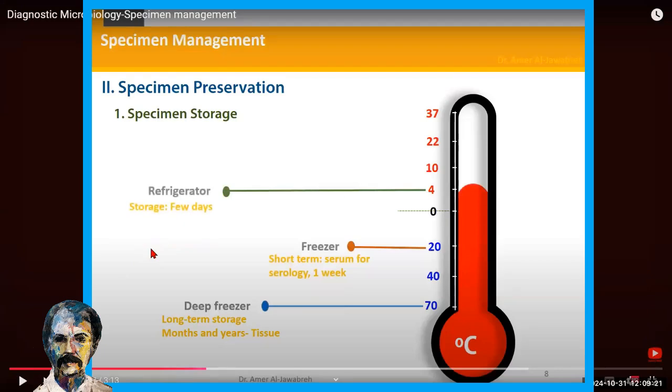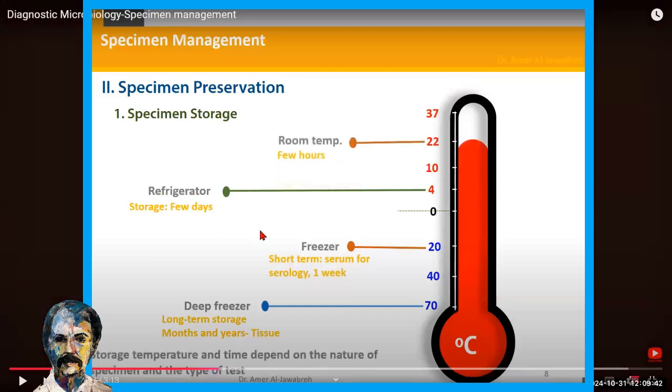Refrigerator, store for a few days. Sometimes we used to put the urine here for a few hours. Sometimes if we want to use the DNA just within a couple of days, we can put it here at refrigeration, between 2 and 8. Then room temperature: you can keep the specimen on the bench just for a few hours, or mainly all specimens at room temperature less than 2 hours. In the newer version, urine less than half an hour.